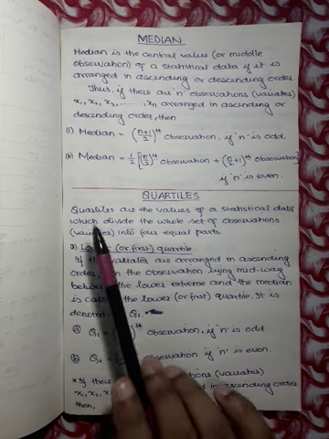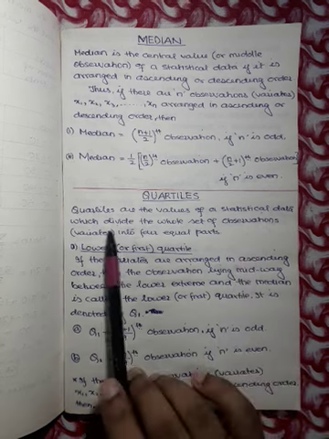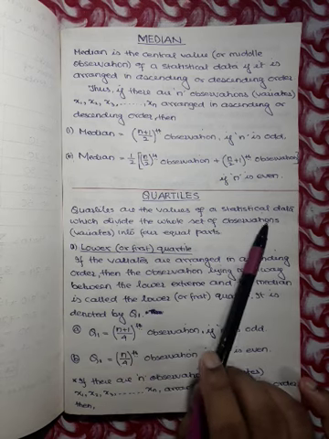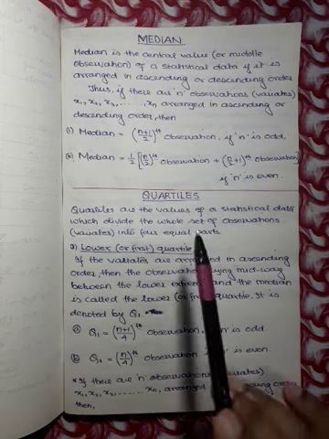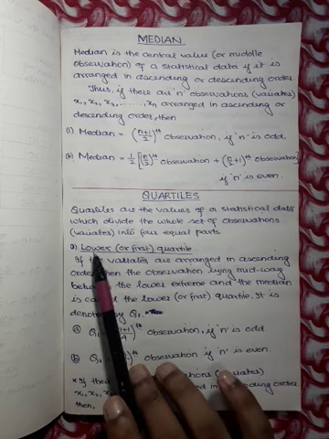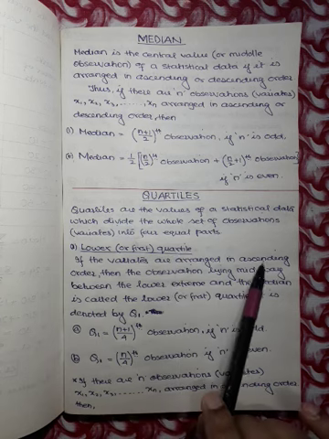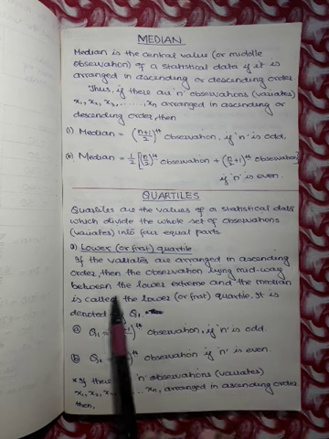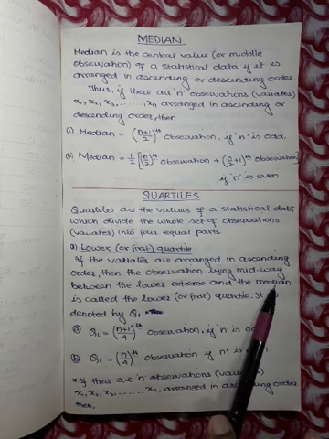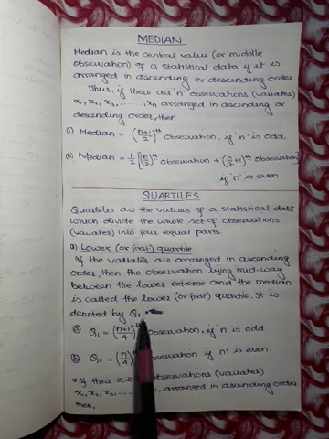Okay, now let's see here. Quartiles are the values of a statistical data which divide the whole set of observations or variates into 4 equal parts, right? First, second, third, fourth. Now the lower or first quartile: if the variates are arranged in ascending order, then the observation lying midway between the lower extreme and the median is called the lower or first quartile. It is denoted by Q1, capital Q1, right?